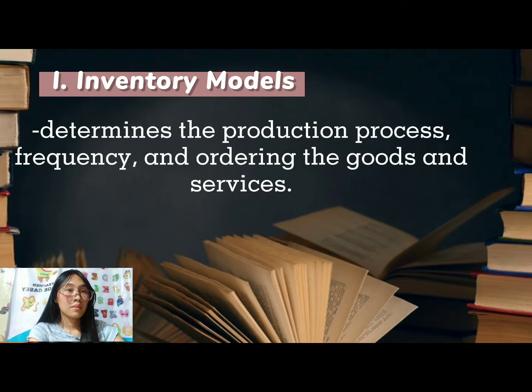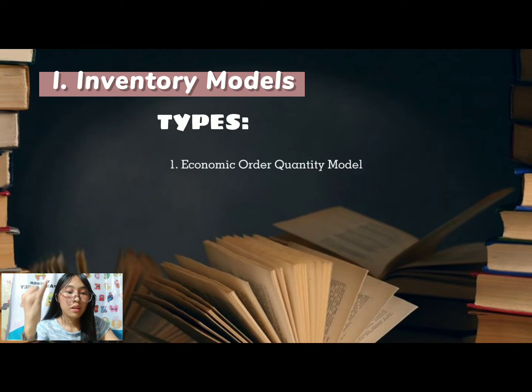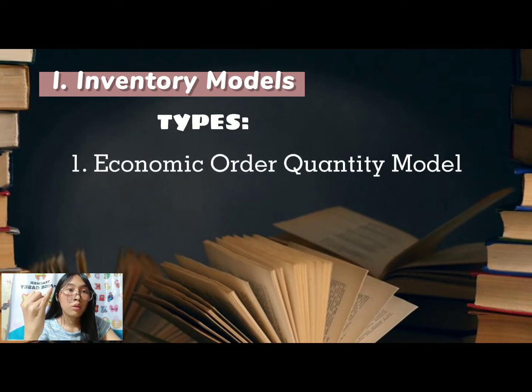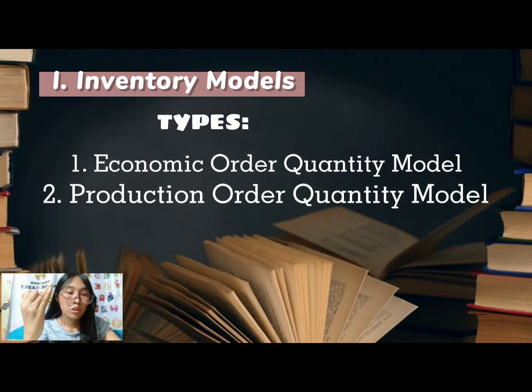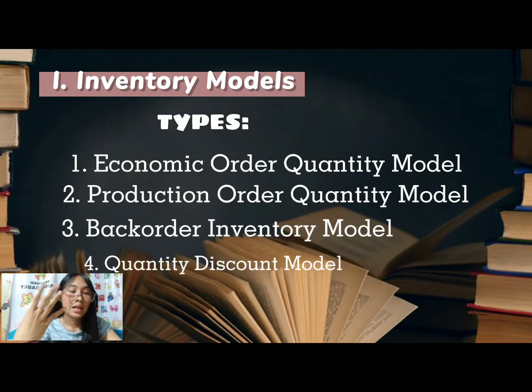It is used to determine the frequency, the production process, the ordering, and everything that goes down to goods. It makes sure as well that everything is in place and that goods are never compromised throughout the production process. Under the inventory model, we have 4 basic types. We have the economic order quantity model, or EOQ, production order quantity model, back order inventory model, and the quantity discount model.